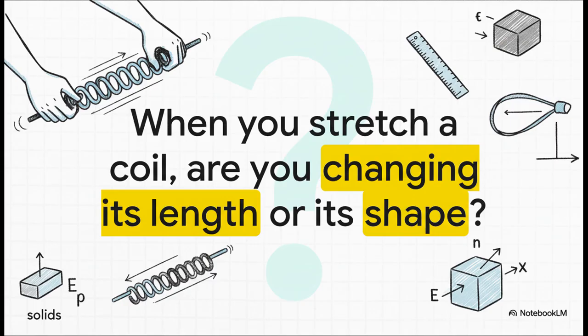Picture a coiled spring in your mind. When you stretch it, what are you actually doing to the wire? Are you making the wire itself longer, or are you just changing the shape of the coil? This question gets right to the heart of why we have different moduli.